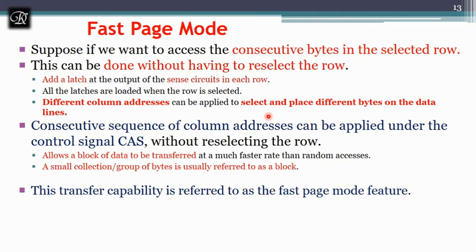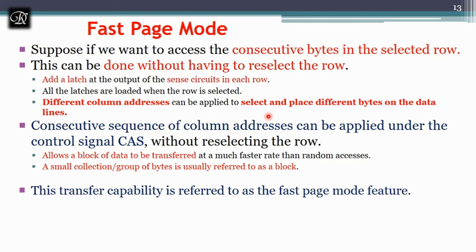Because we can select only one byte, what we can do is, on the same row we have many bytes, so we can select many bytes by making some changes. What are those changes? We can add a latch at the output of the sense amplifier in each column. This application of the row address will load the latch corresponding to all the bits in the selected row. Then it is only necessary to apply different column addresses to place the different bytes on the data lines. This latch can bring different bytes from the single row.